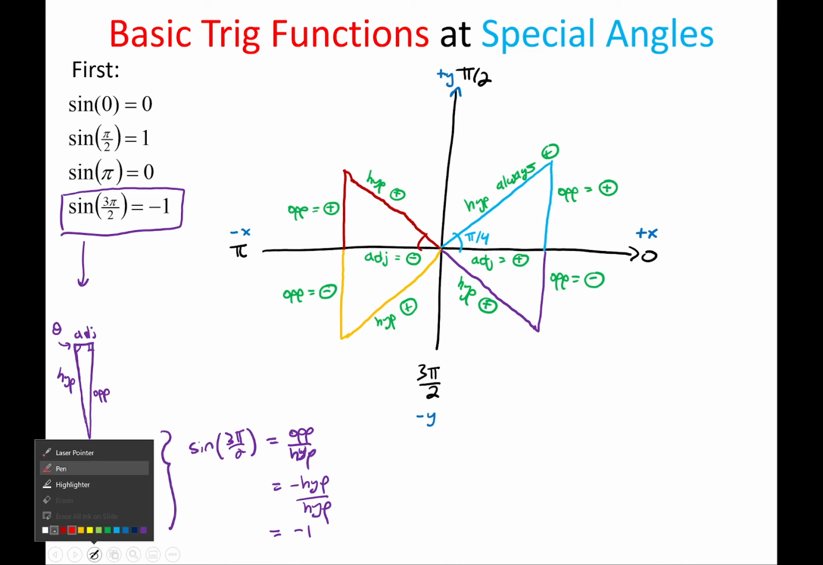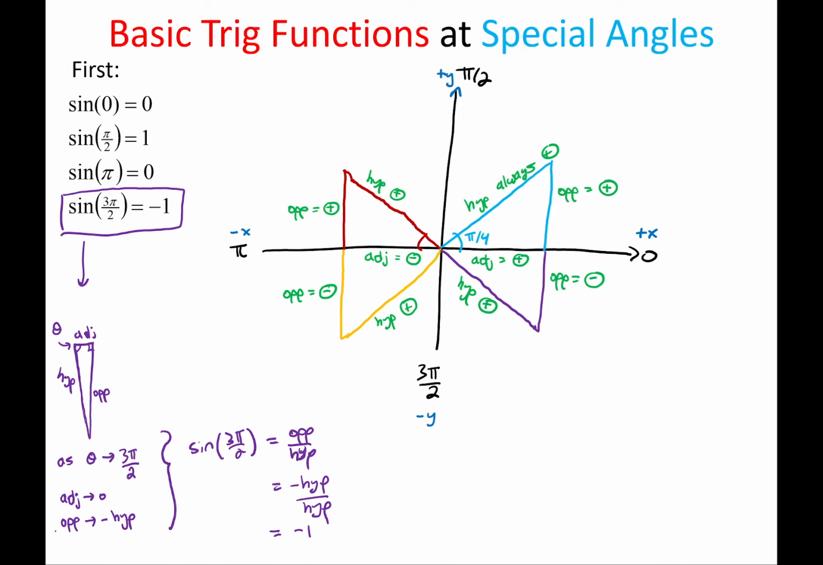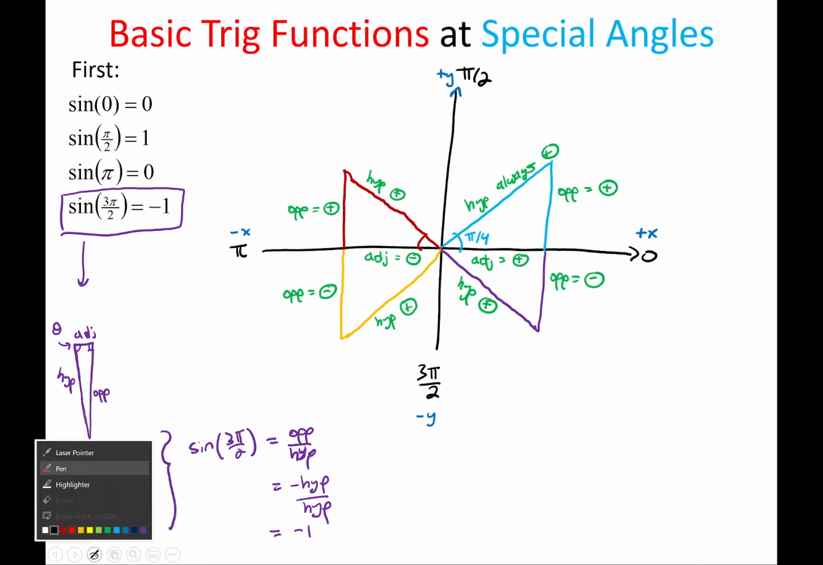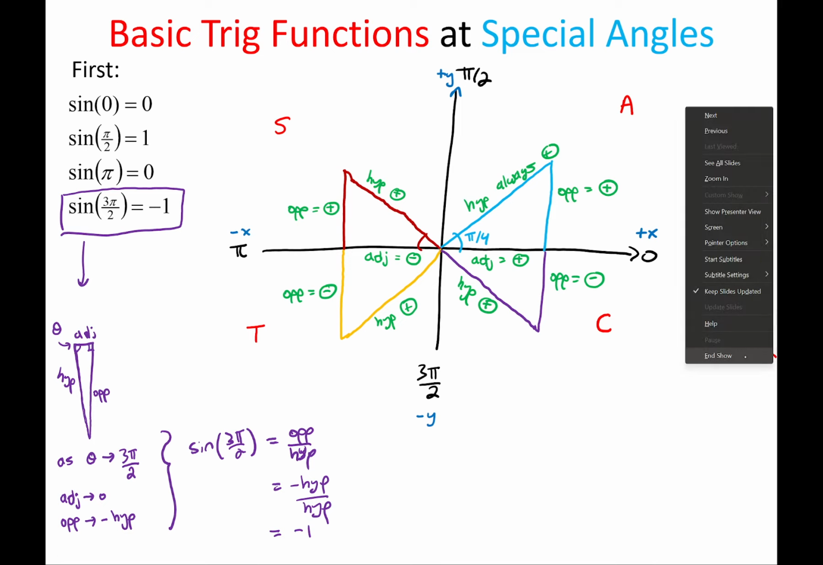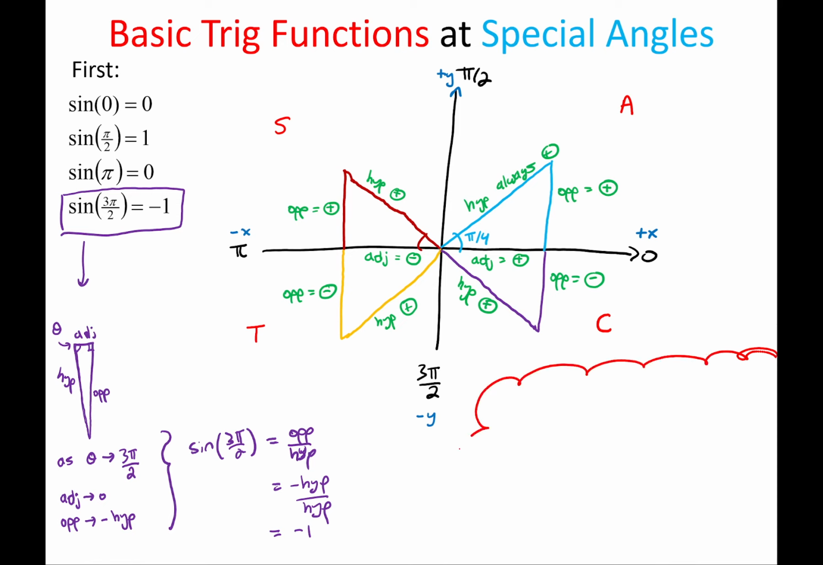Let's go back to this and look at what happens if I label these quadrants. I'm going to label the bottom right quadrant with the letter C, the top right one with the letter A, the top left with an S, and the bottom left with a T. Now, what happens inside the C quadrant? I'm just going to pick on one quadrant here.